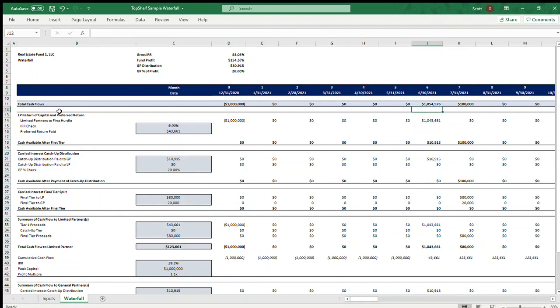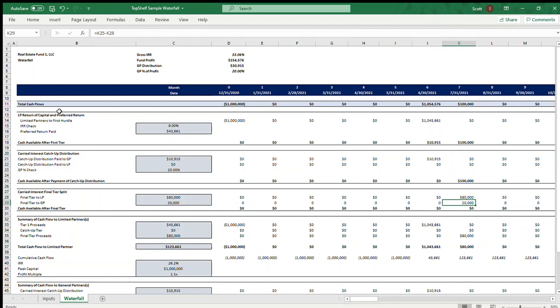If we look at this 7/31/21 distribution of $100,000, you can see that 80% is going to the LP and 20% is going to the GP. This is because these previous two tiers have already been met, so all dollars flow through to this final tier.